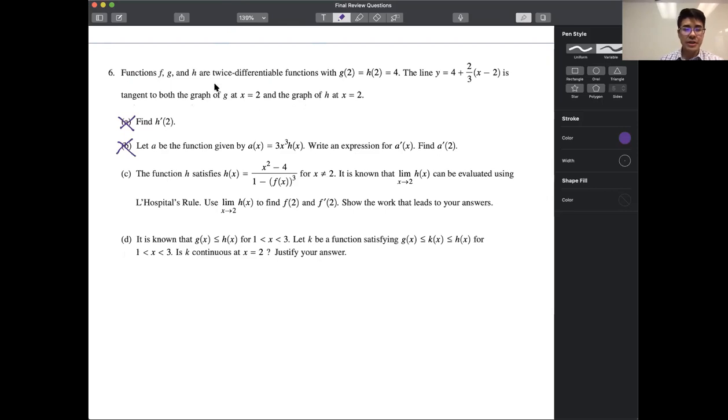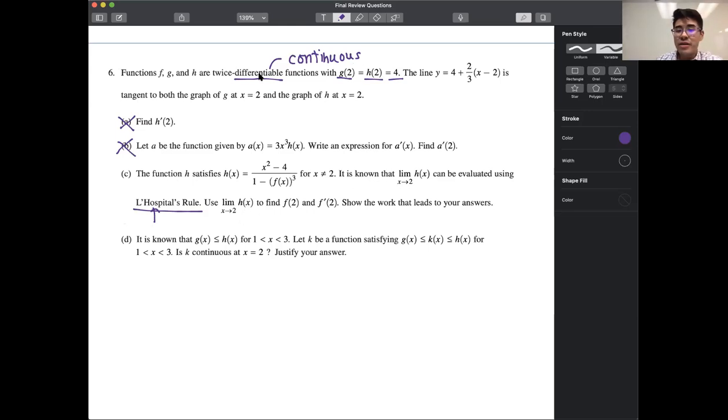So they give you a function. It says f, g, and h are twice differentiable. Remember that differentiable means continuous. We know that now. And then they give us the values of the function there. So it says the function h satisfies this really weird looking equation. And we know that the limit as x approaches 2 can be evaluated using, look, they spelled it with the s, L'Hopital's rule. So use the limit of h of x to find h of 2.